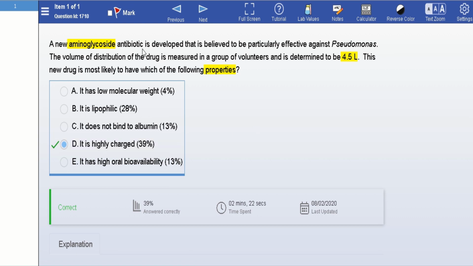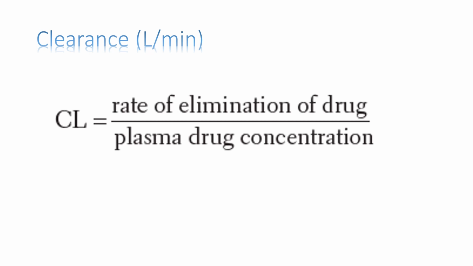You either know that aminoglycosides are hydrophilic and hydrophilic drugs have low volume of distribution, or that we recognize that 4.5 liters is a bit low, and that means it's maintained within the plasma compartment, and only the highly charged drugs are maintained within the plasma compartment. Okay? Next up, we're going to talk about clearance.